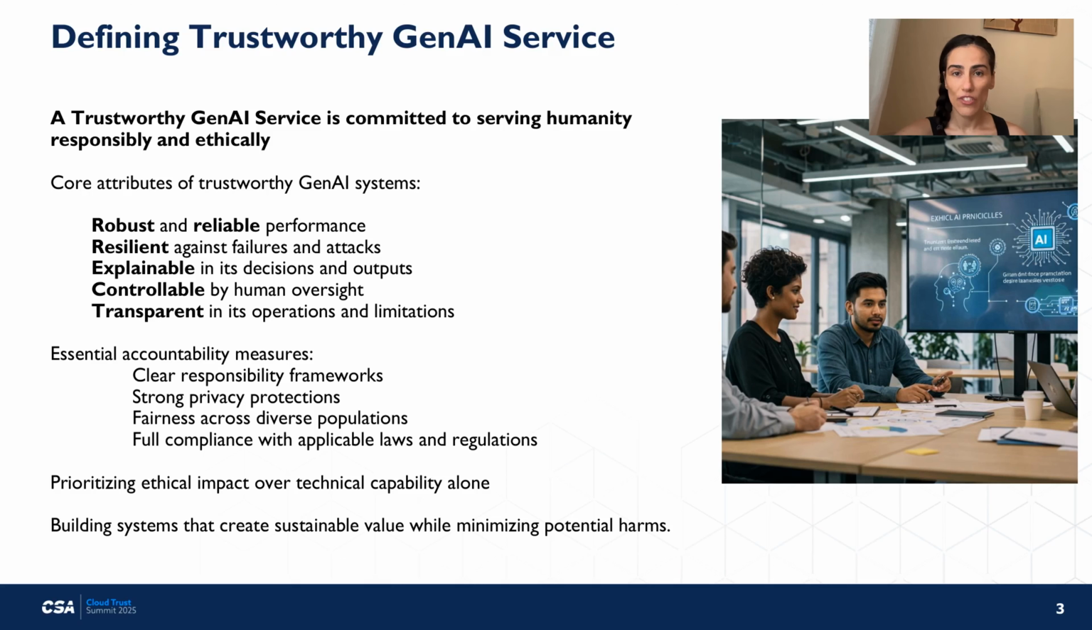For us, a trustworthy Gen AI service is a service that helps you with your needs, but also in a responsible and ethical way. And it has core attributes like explainability for its outputs and decisions, and reliable performance. It is resilient against failures and attacks, and also transparent when it comes to operations and limitations that it may have. So we wanted to build systems that create sustainable value, but also minimize any potential harms.